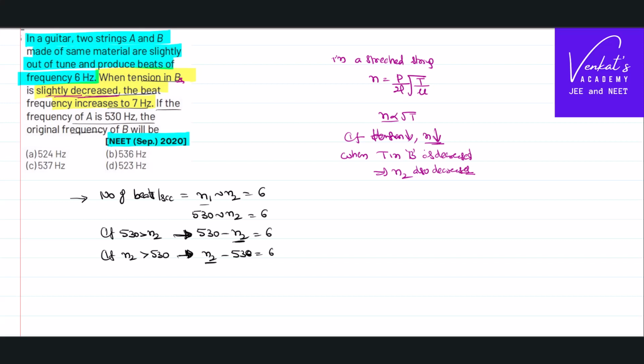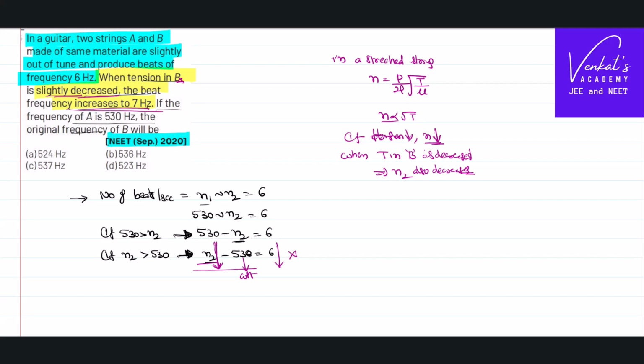Look at this option. As tension decreases, N2 decreases. If this equation is correct, if the first term decreases, keeping the second term constant, the difference between them also has to decrease. But it is given that the number of beats increased from 6. So this is not the possible answer.